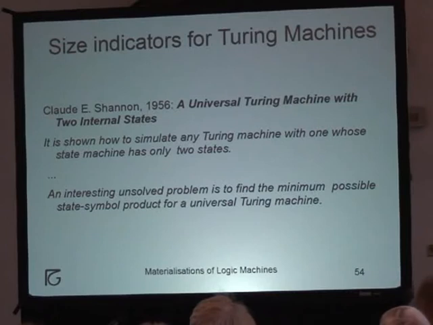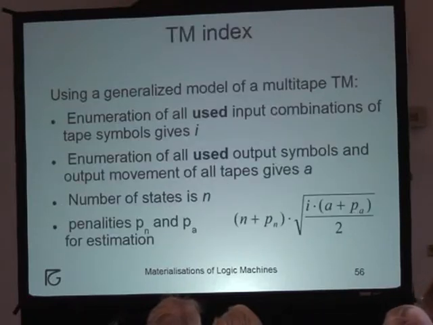that the smaller the number of states, the larger the number of symbols. And so he posed an important question: "An interesting unsolved problem is to find the minimum possible state symbol product for a universal Turing machine." That started a challenge around the world, and smaller machines were found. But the problem is, this is only true for one tape machines.